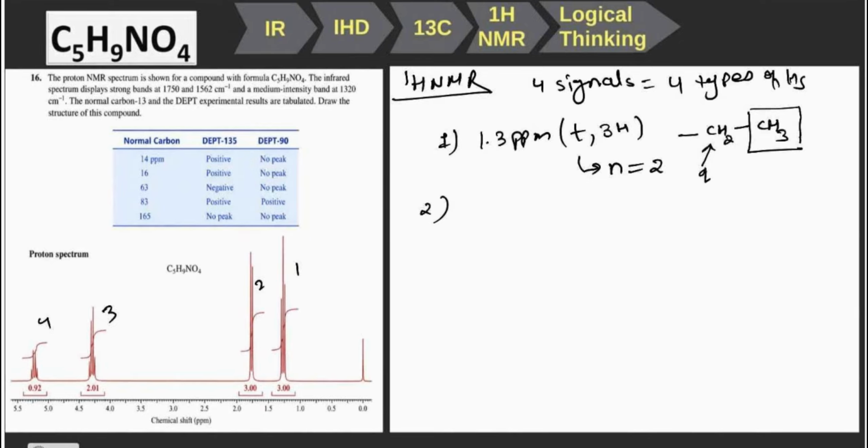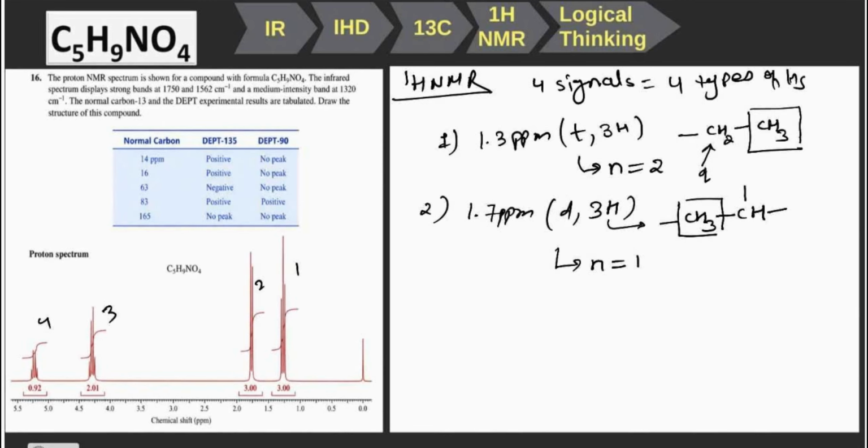And the second signal is around 1.7 ppm, and it is a doublet, belonging to 3 hydrogens. So this doublet means it has 1 neighboring hydrogen, and this means it is something like CH3 attached to CH. So this methyl is attached to CH. We have already seen in the carbon NMR that the compound has one methine carbon, right? One methine carbon, so it could be this one.